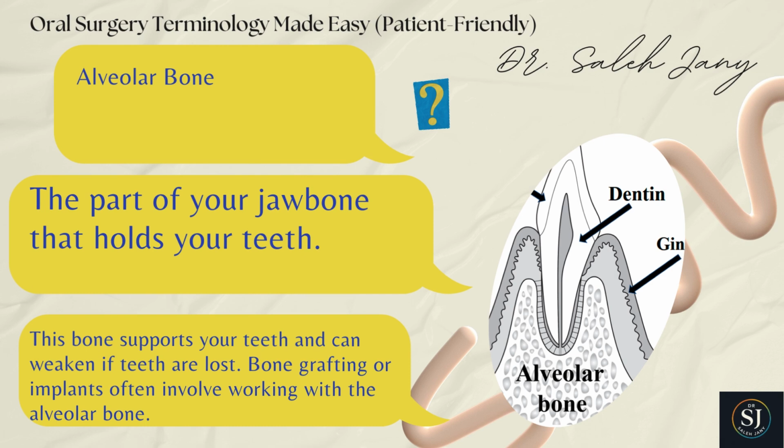Alveolar bone. What it means: the part of your jawbone that holds your teeth. Explanation: this bone supports your teeth and can weaken if teeth are lost. Bone grafting or implants often involve working with the alveolar bone.